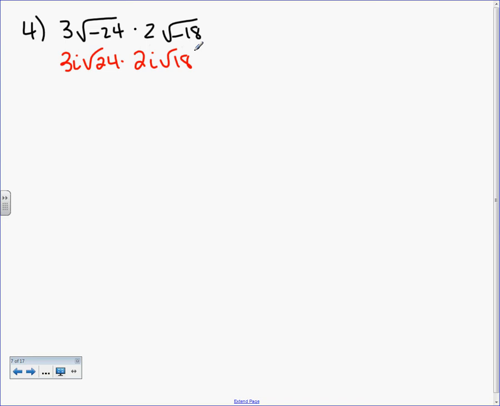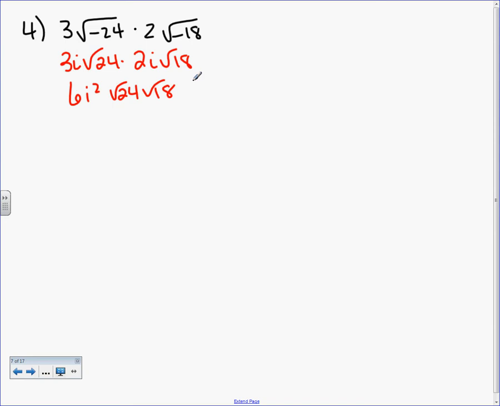Go back to Algebra 1. Ignore the i's for like 2 seconds. What's one thing I know I can go ahead and write down? 6i squared, right? Isn't 3 times 2, 6, right? So it's 6i squared something something, okay? Is everybody okay with that?